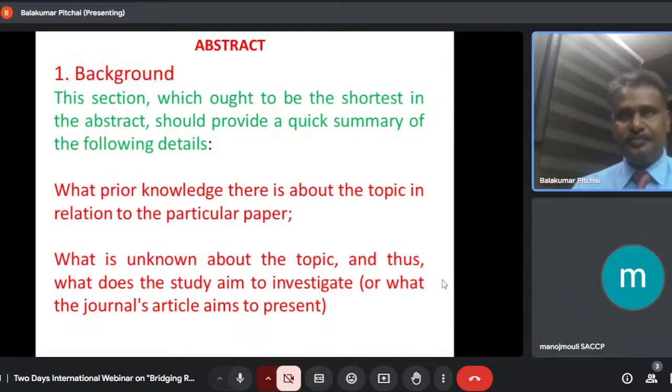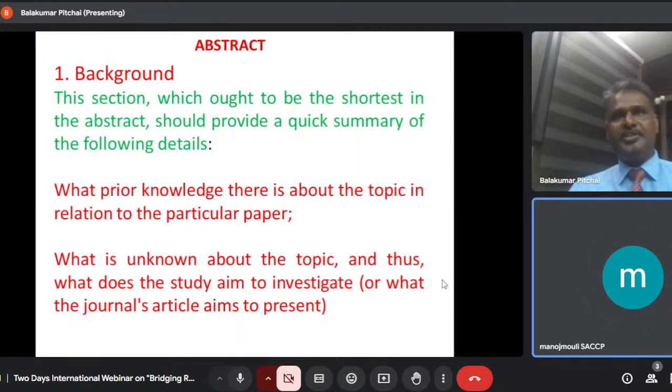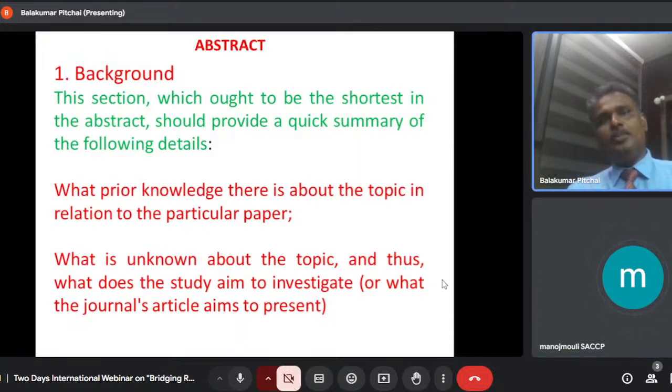The second page should be the abstract. The abstract should have 4 components. One is background, second is method, third is results, and fourth is conclusion. There should not be any discussion, there should not be any references in the abstract. The abstract may be structured or unstructured. Whether it is structured or unstructured, you have to have these 4 components. If it is structured, you have to give subtitles: background, methods, results, conclusion. If it is unstructured, the same 4 components should be provided, but without any subtitle.